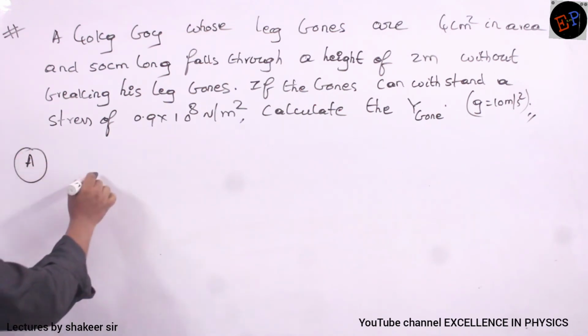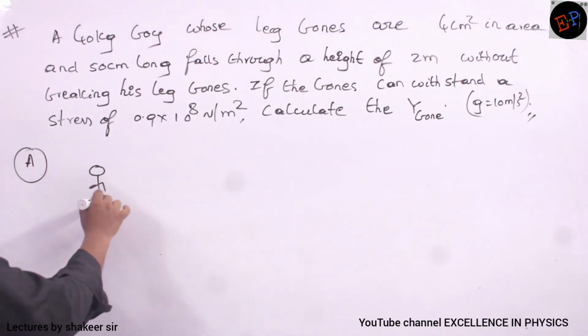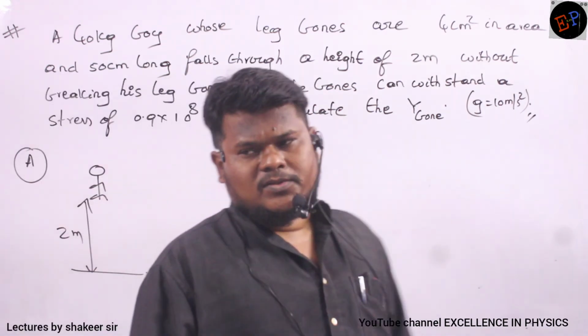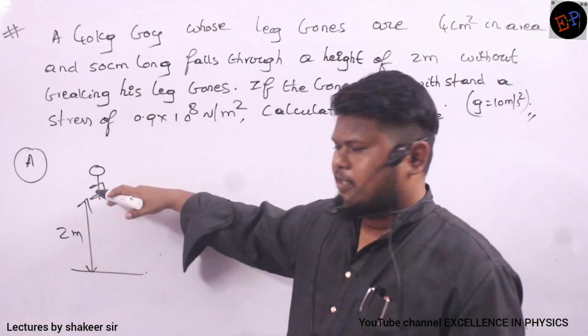See now. So this person, from what height is he jumping? He is jumping from a height of 2 meters. Okay. So this is ground. From the ground he is at a height of 2 meters.